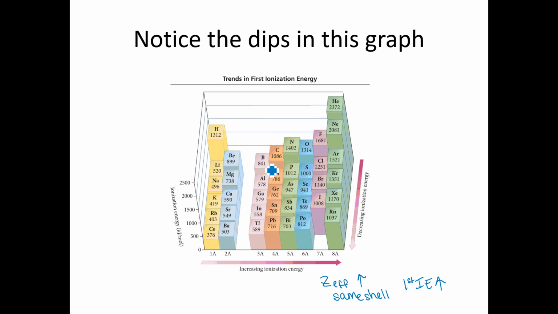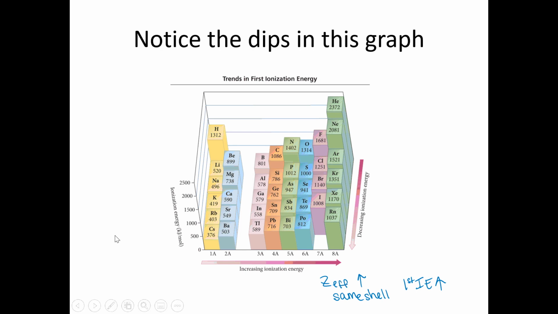Like right here, we go from 801, 1086, 1402, and then there's this dip when you go from nitrogen to oxygen. Or as you go right here from beryllium to boron, there's actually a little bit of a dip. So those are some exceptions to this general trend. In general, it increases going across a row, but there's some exceptions. We want to be able to explain why we see these exceptions.